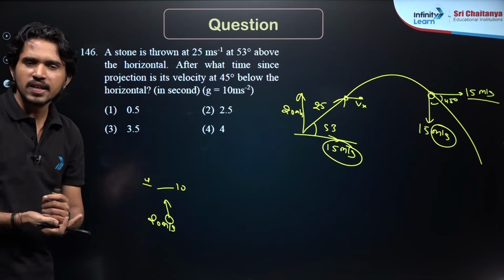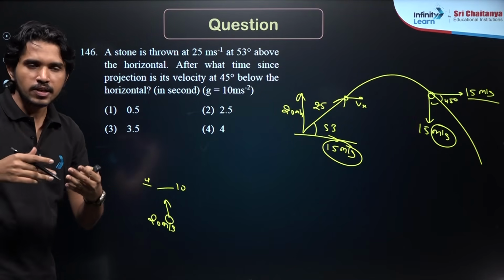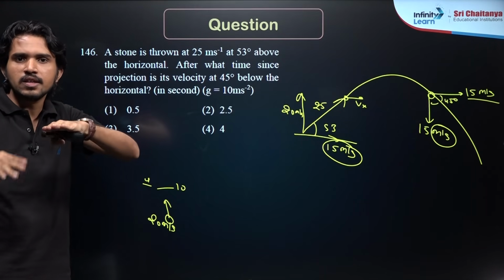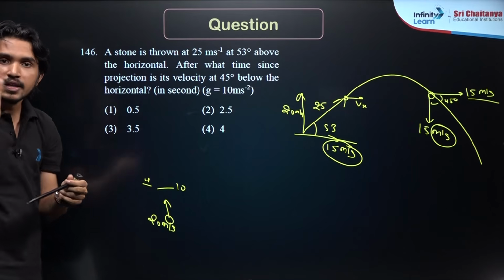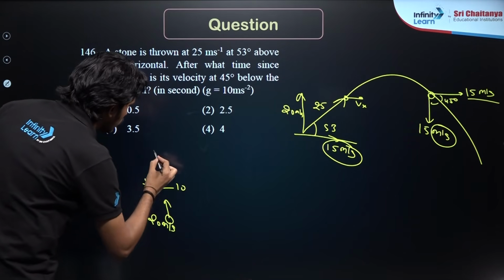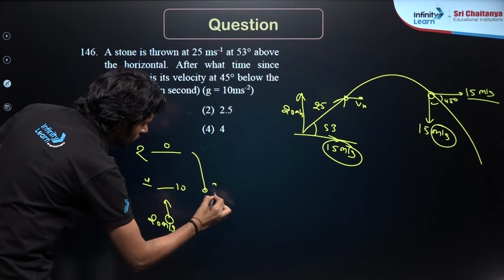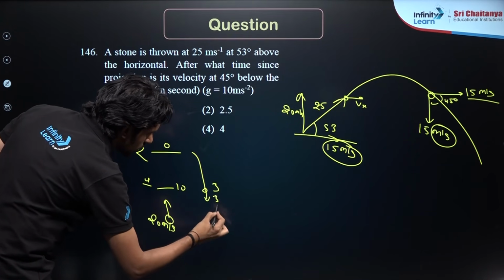Why? Because acceleration is how much? 10 meter per second square. That means 10 meter per second per second. Velocity is decreasing by 10 meter per second in each second. So after 2 seconds velocity will be 0, and after 3 seconds velocity will be 10.